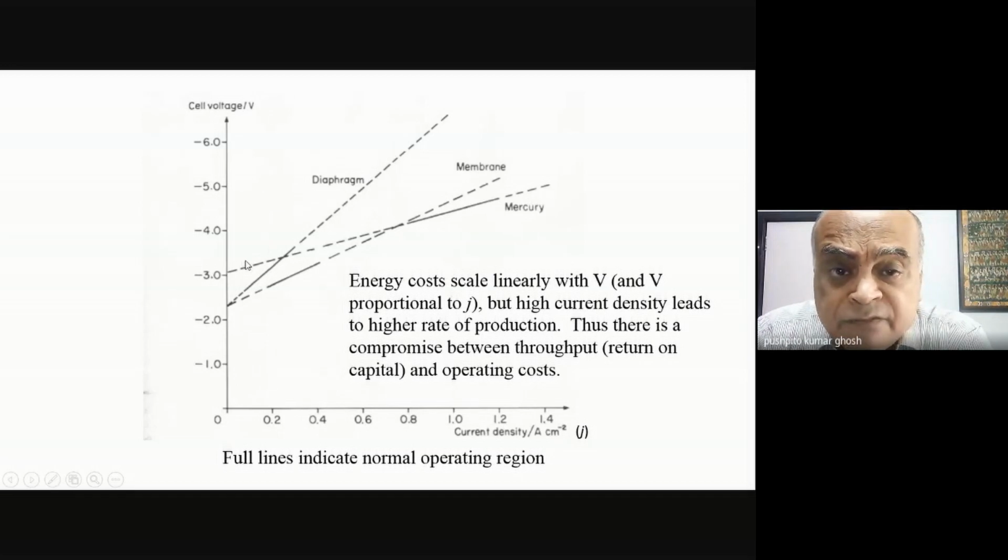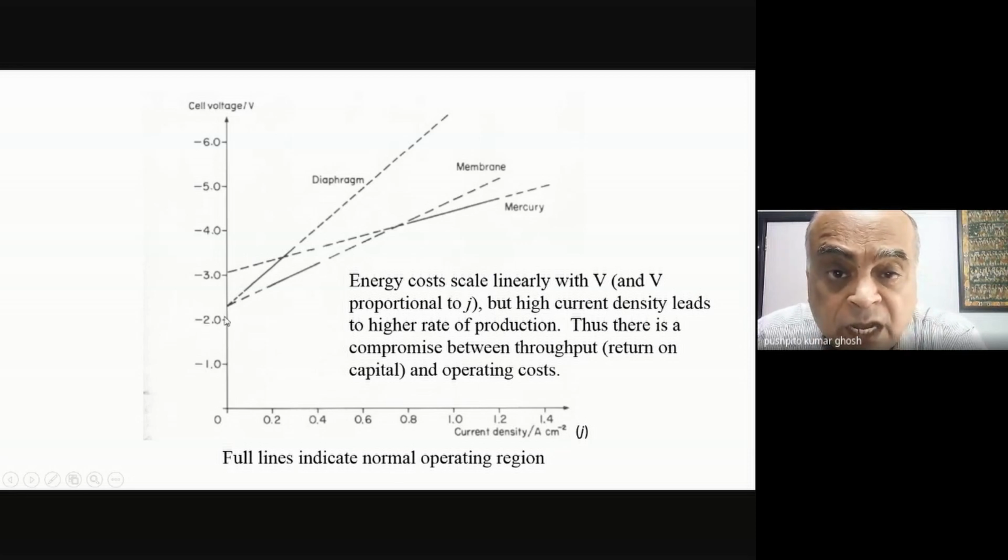So what it means is that I can operate the mercury cell at higher current density without too much of a compromise in terms of my cell voltage. Of course, it will increase to some extent, but not a whole lot. So for example, if I'm operating here at close to about, say, 3.8 volt and my current density is about 0.8, and if I go to a current density of 1.2, that means I'm producing something like 35% more from the same cell. I've increased my cell voltage, but not a whole lot. Maybe it's gone to 4.2 from 3.8 or so.